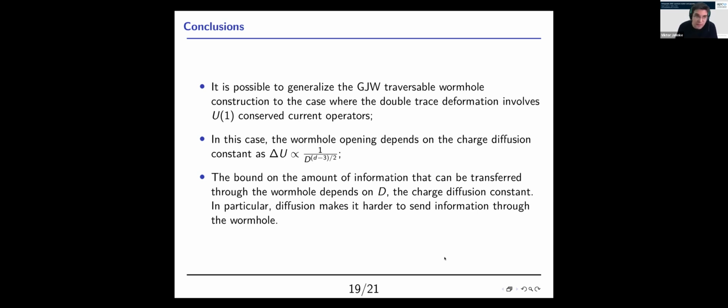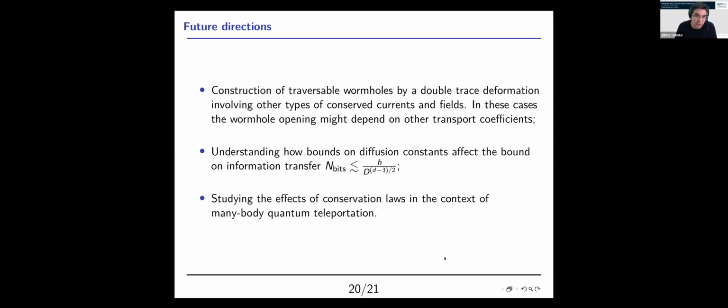property. So as some future directions, I think it would be interesting to consider other types of conserved currents and fields. Another interesting direction would be to understand how bounds on diffusion constants affect the information transfer. And also, I think it would be nice to study the effects of conservation laws in the context of many-body quantum teleportation. I think this has not been explored yet.